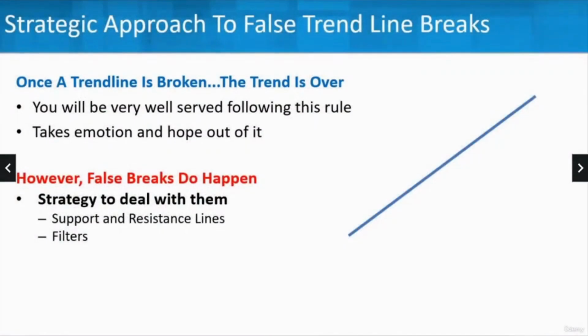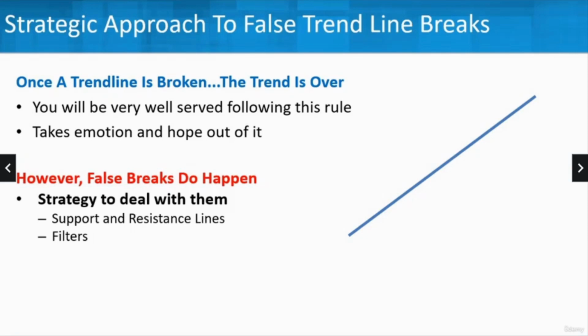And once again, the hard and fast rule: once the trend line is broken, no matter how it's broken, the trend is over. That is the hard and fast rule. Again, you're well served following that rule. It takes emotion and hope out of it, and takes a lot of extra analysis out of it. So nothing wrong with that, as far as once that trend line is broken, the trend is over.